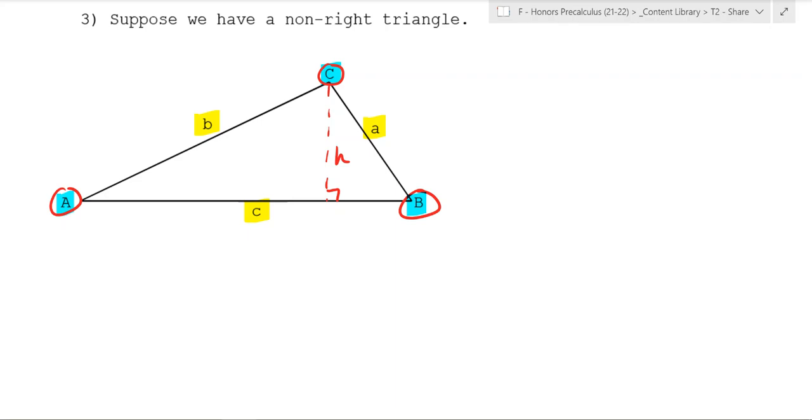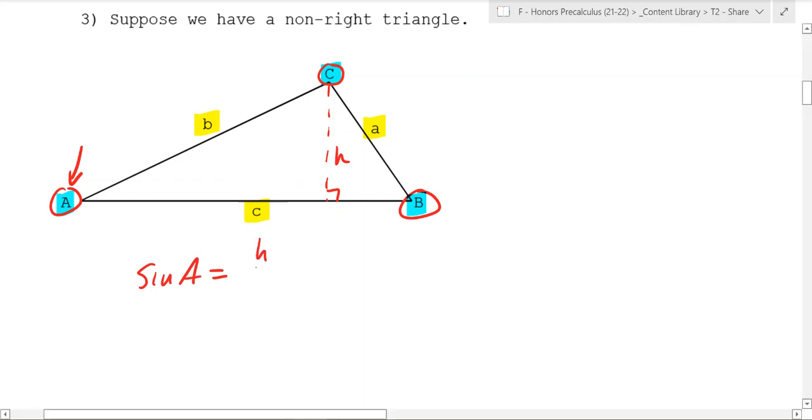So if this is angle A right here, what would be the sine of A? Remember, sine is opposite over hypotenuse. So that opposite is going to be equal to h over b, because you have the opposite and then the hypotenuse right there. But then you also know that the sine of B, angle B right there, is going to be equal to h over a.